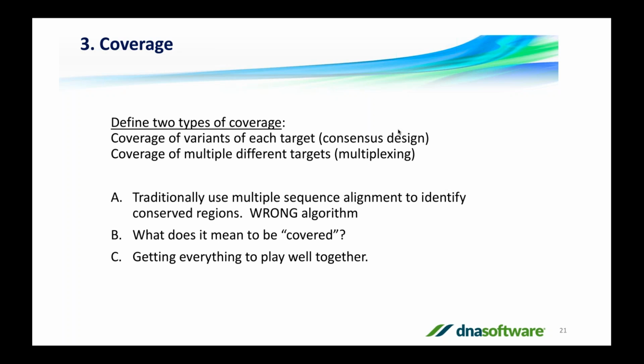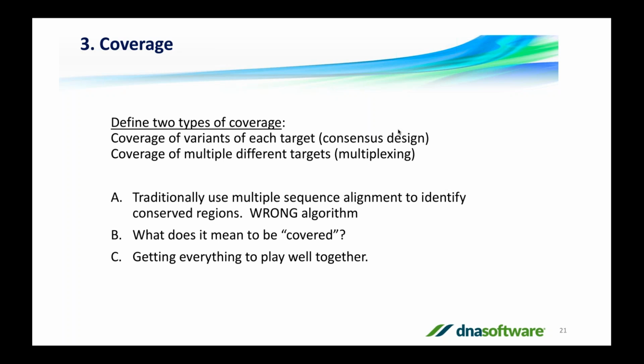Well, they're all very different from each other, and that would be a high-level multiplex. So we'll cover that one as well. All right, so first of all, let's talk about the idea of consensus design. Traditionally, people would use the multiple sequence alignment algorithm to take the sequence variants, and they would try to use the MSA algorithm to identify the conserved regions. And we'll see why that is not a very good approach.